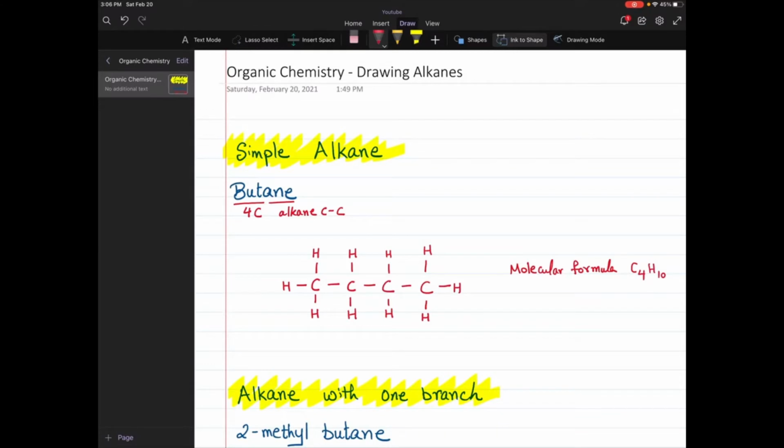Another way of writing the structural formula of this compound would be CH3, because the first carbon has 3 hydrogens, and then the second carbon is linked to 2 hydrogens, so CH2. The third carbon is linked to 2 hydrogens, so CH2, and then the last carbon is linked to 3 hydrogens, and therefore CH3. All right, so that's a simple butane, a simple alkane with 4 carbons attached. So we have a molecular formula and we also have a structural formula here.